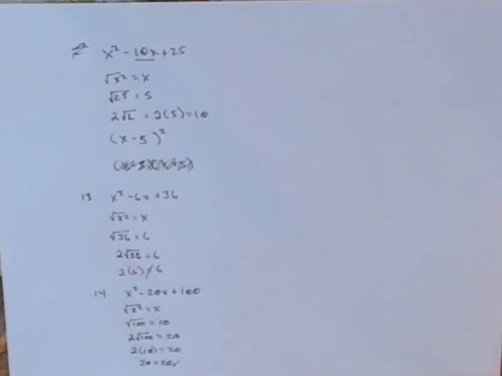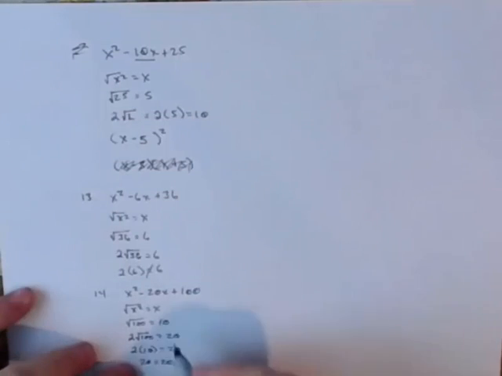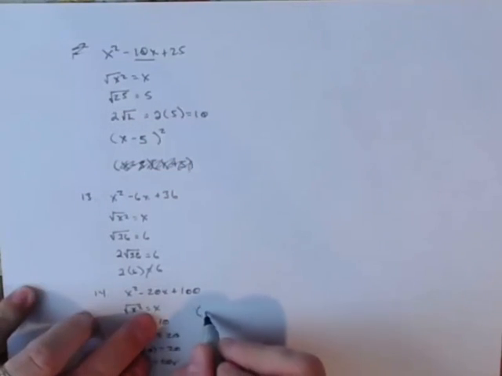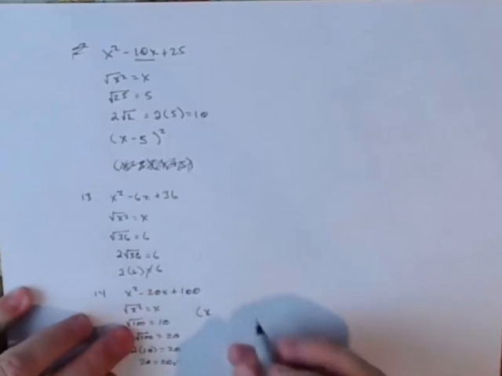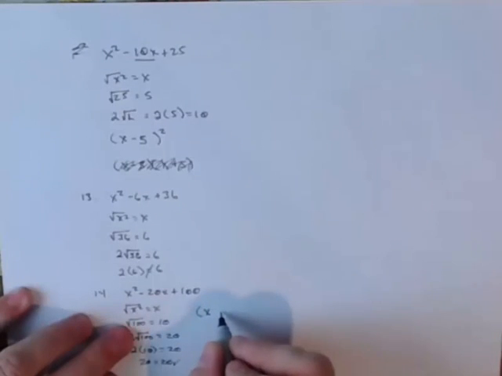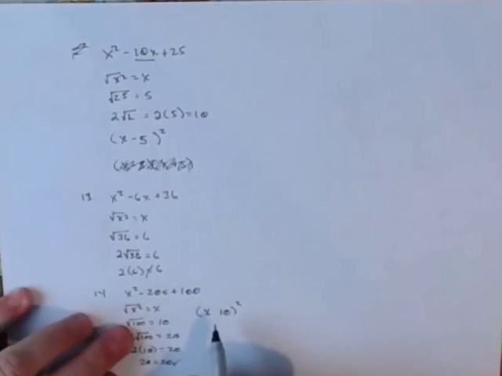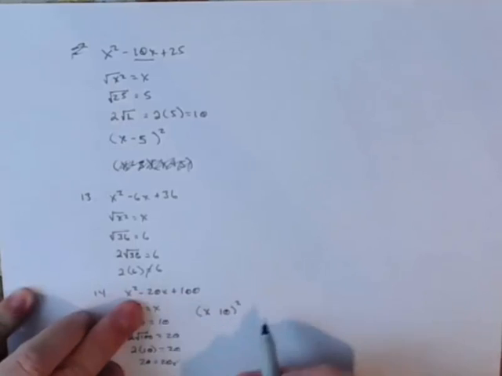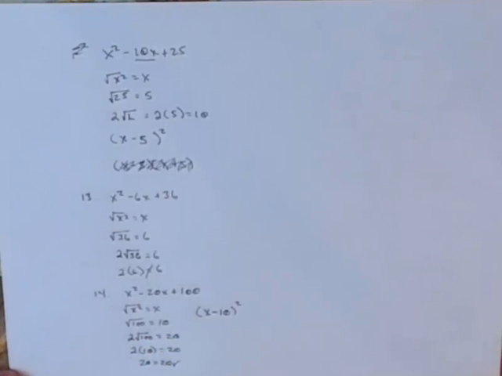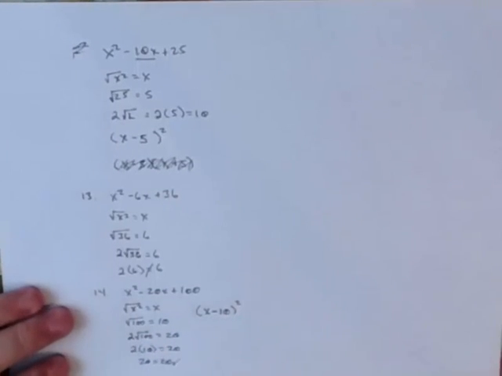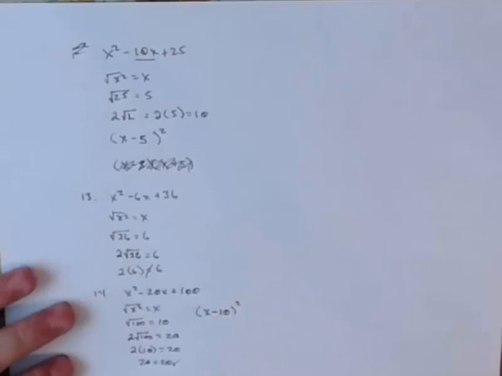What is that factored out? Well, our first term is going to be x. Our last term is going to be 10. And the sign here, because this is a negative sign, has to be a negative. So x minus 10 squared is the factorization of x squared minus 20x plus 100.